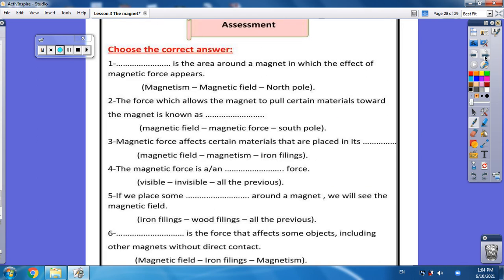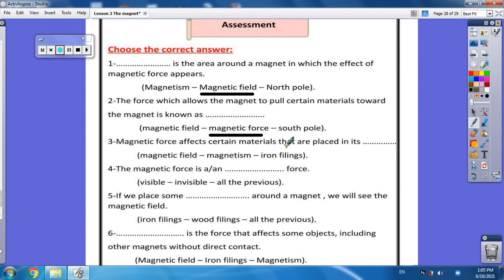And now, let's answer the assessment together. Number 1, choose the correct answer. Yes, Ahmed. First, the area around the magnet in which the effect of magnetic force appears. The area, so we choose, excellent, super Ahmed, magnetic field. Number 2, the force which allows a magnet to pull or attract certain materials toward the magnet is known as, yes, Yasmin, magnetic force.